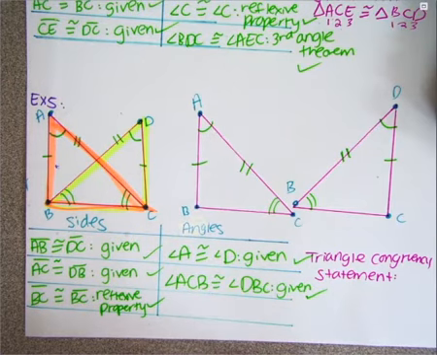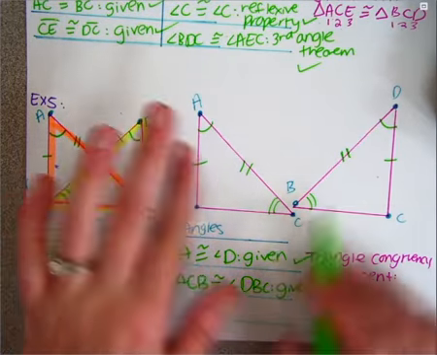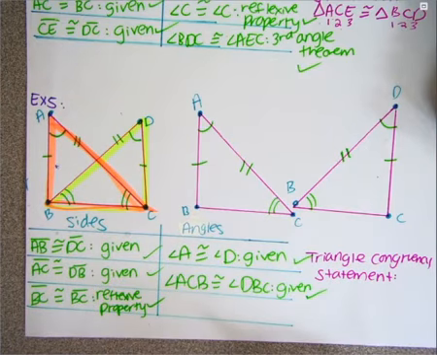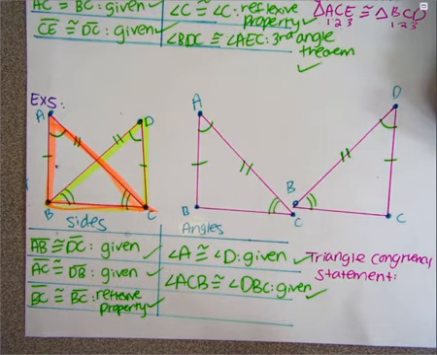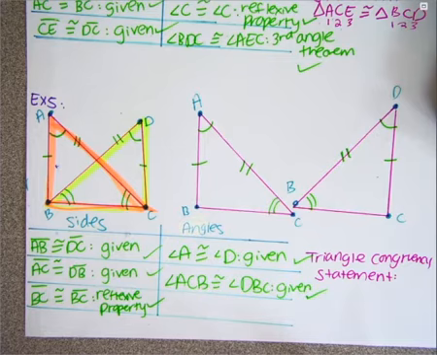Okay, so I see that two of my angles are marked in as congruent in my picture. If I see that there are two angles marked in as congruent, what tells me that the third angles are congruent?